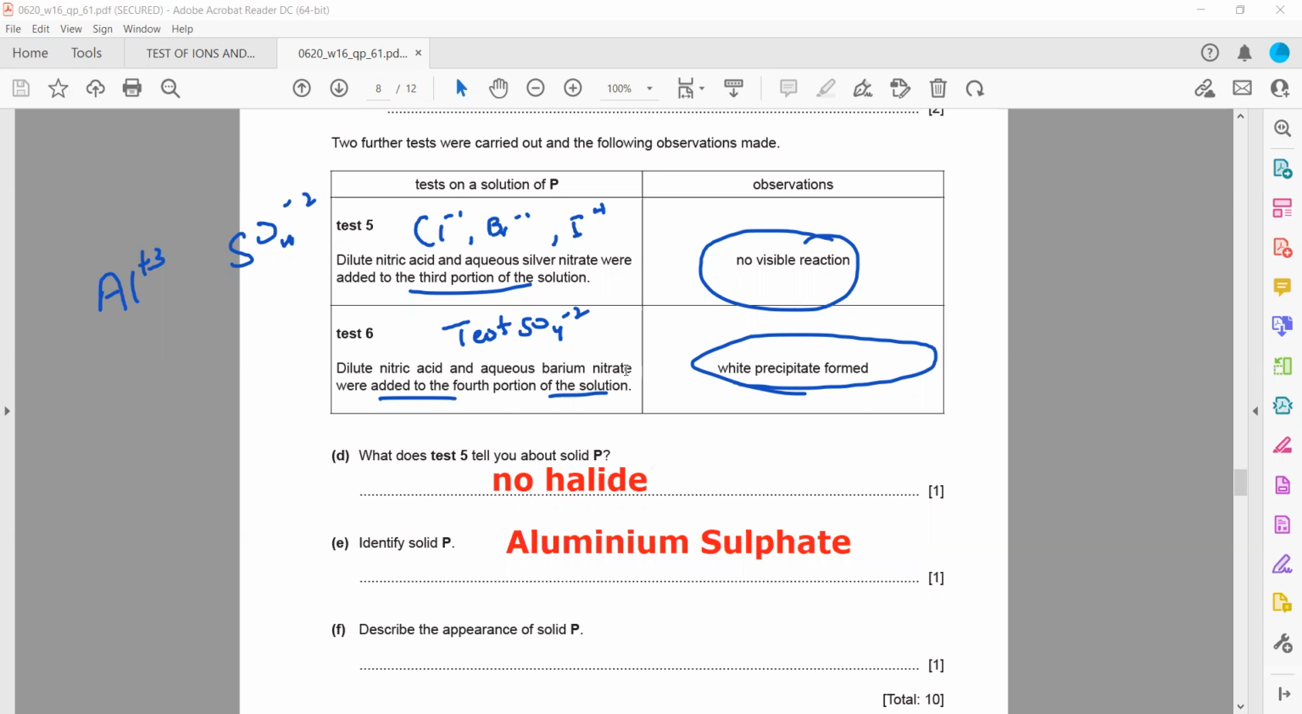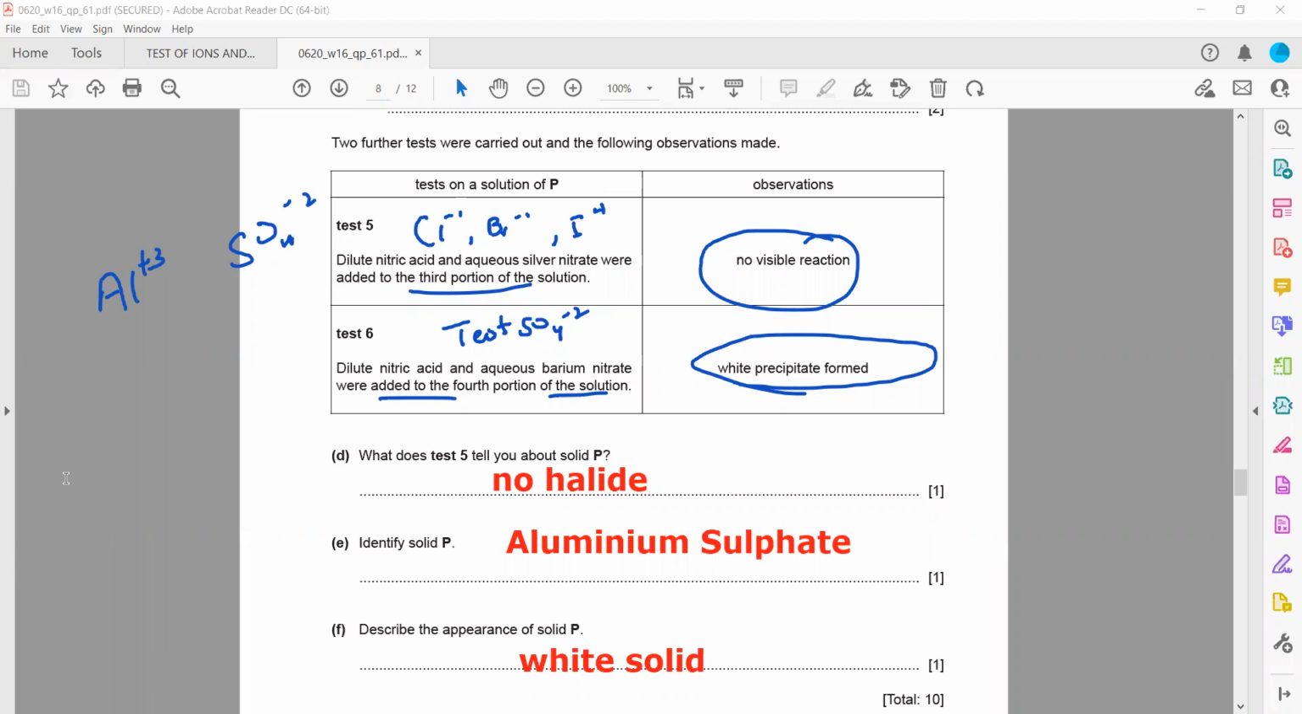And describe the appearance. Whenever you have group 1, 2, 3 or ammonium salt, what is the appearance of these? These all are white solids. It does not contain a transition element. So if they're asking for the appearance of a solid, it will be white. If they ask for the appearance of the solution, we mention a colorless solution.